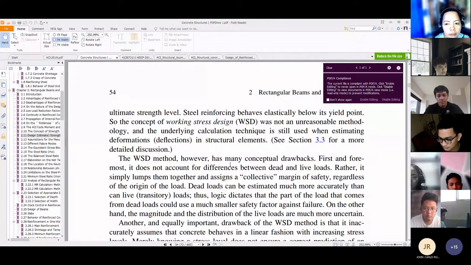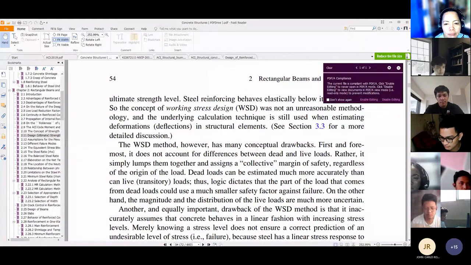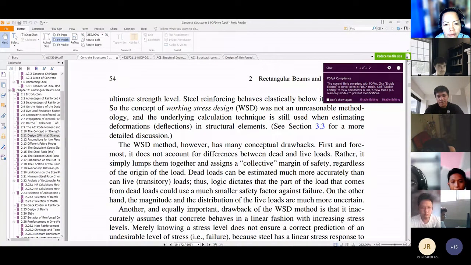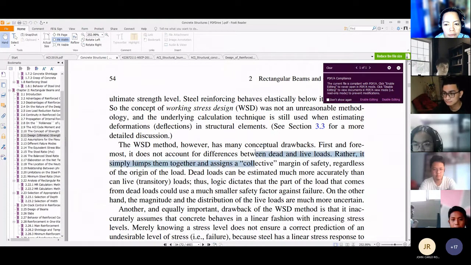The method being used today is the ultimate strength design method. Okay. Because of some drawbacks in the working stress design method, what is popularly used now is the ultimate strength design method, because the working stress design method does not consider the differences between the dead loads and the live loads. So that is one of the drawbacks of the WSD.